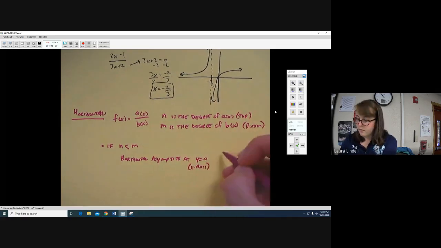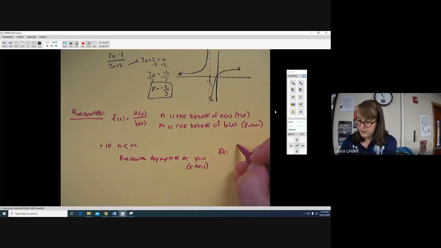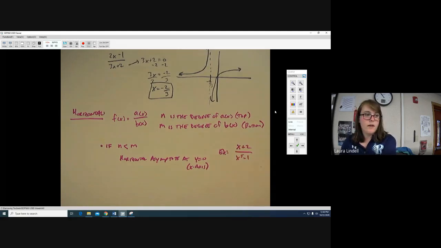So for example, if we look at the function (x + 2)/(x^5 - 1), we will see that there is a horizontal asymptote at y equals 0. So let's take a look at that.